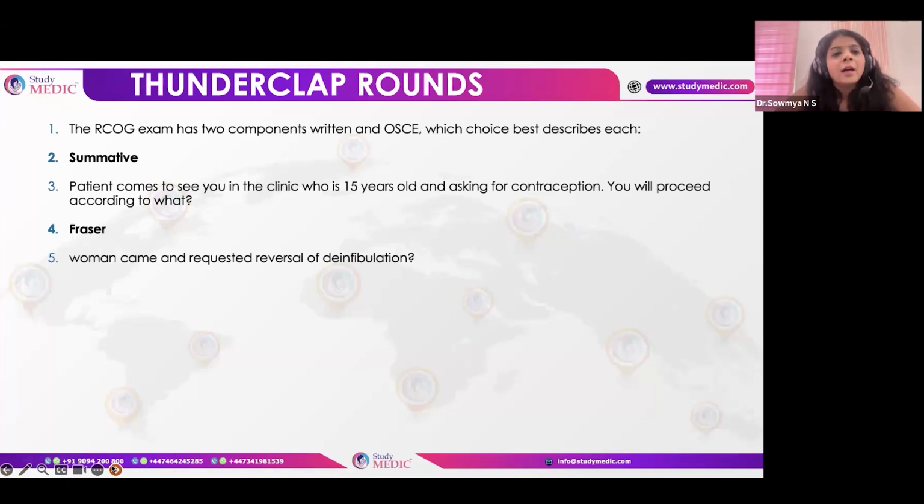Okay. A woman came and requested a reversal of de-infibulation. That is, she is asking for re-infibulation. Obviously, this is FGM, you would refuse. It is illegal to do.